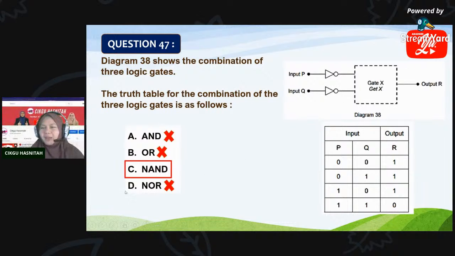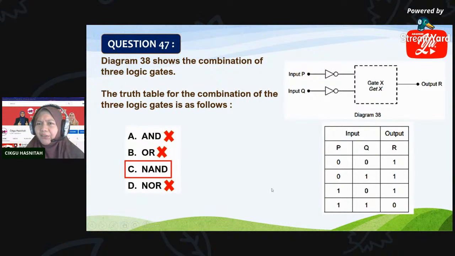If you place NOR gate here, what should be the reading? NOR gate, we read OR first and then we read the NOT. So if you place NOR gate here, the reading supposed to be like this. 0 or 0 is 0, NOT 0 is 1. This one is correct. 0 or 1 is 1, NOT 1 is 0. This is wrong. 1 or 0 is 1, so NOT 1 is 0. So this is wrong. 1 or 1 is 1, NOT 1 is 0. So the reading number 2 and 3 is wrong, so it is not NOR gate. The reading that fulfills all the output is NAND gate.